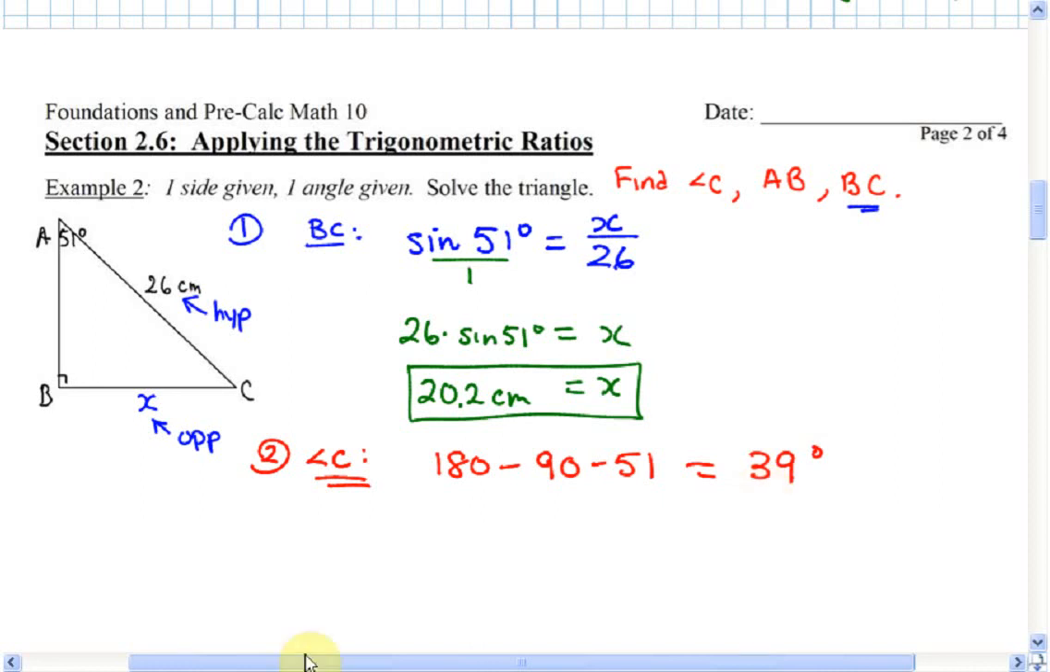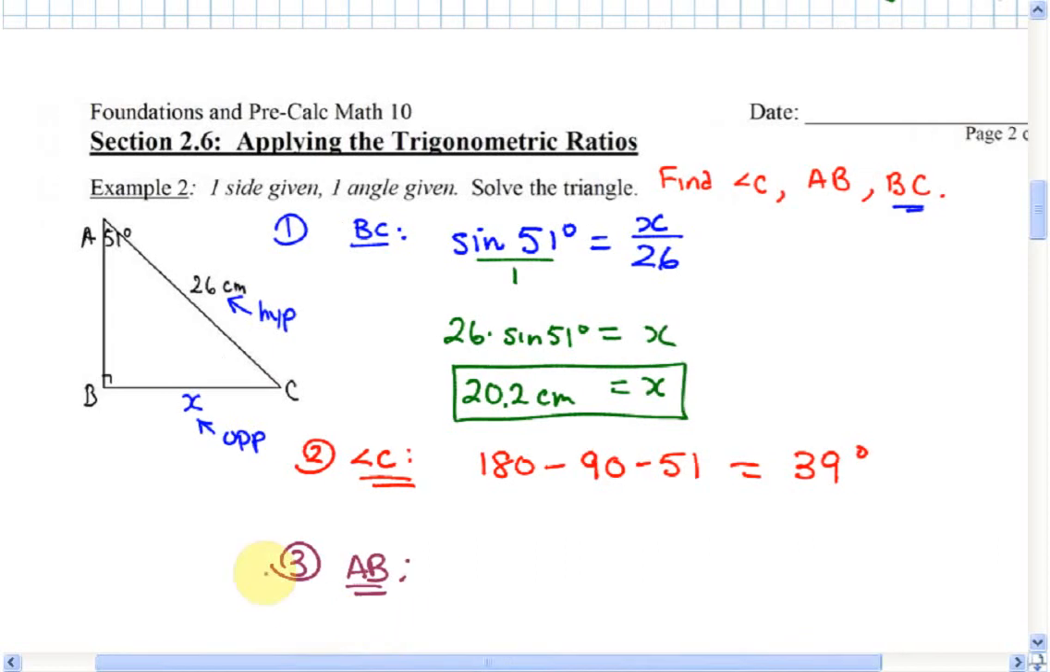AB. So how can I find out AB? Any suggestions? There's lots of ways. Cosine, I said. Okay, well, cosine of what, though? What numbers? Okay, now 39 is this angle down here, right? So you're saying to find AB, I should use cosine?